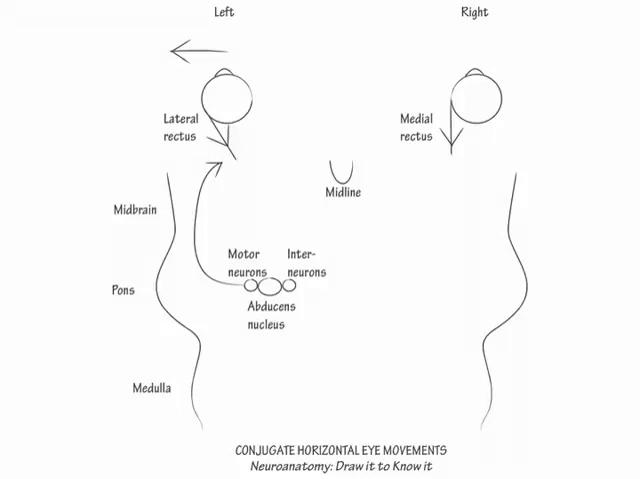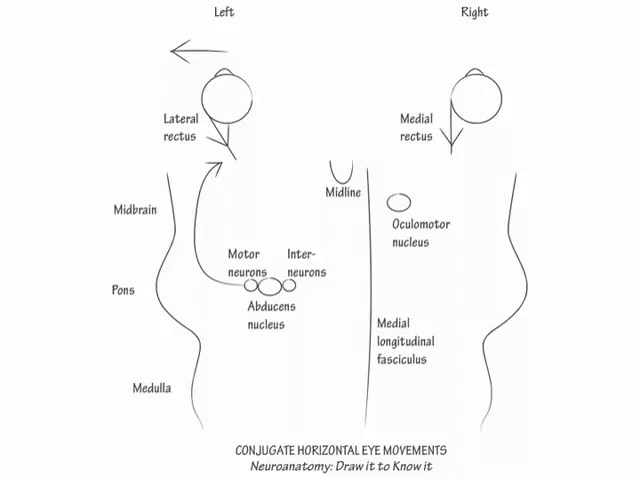Now draw the oculomotor nucleus of cranial nerve 3 in the right side of the midbrain. It acts through the medial rectus muscle to drive the right eye to the left. To show how the interneurons of the abducens nucleus stimulate the oculomotor nucleus, first draw the right medial longitudinal fasciculus.